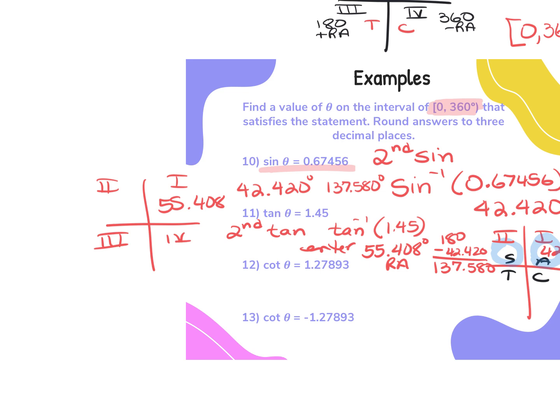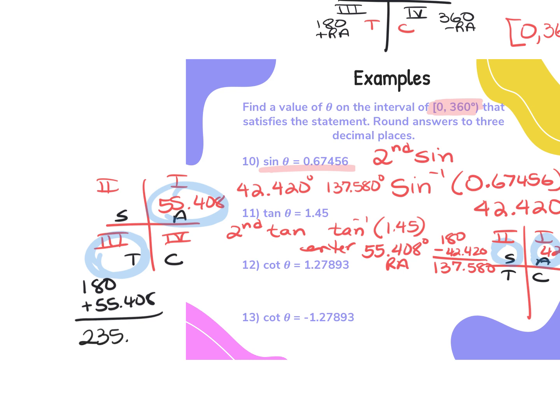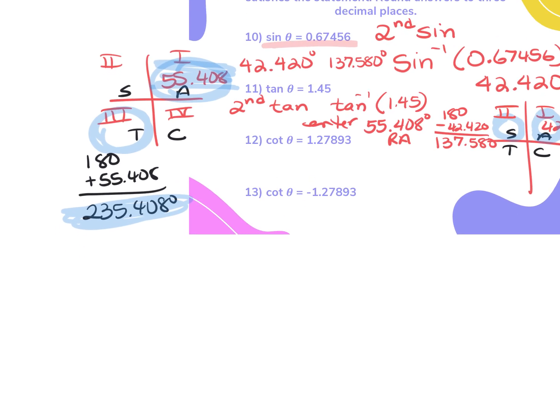I'm looking to see where tangent is going to be positive. All students take calculus. Tangent is going to be positive in quadrant 1 and in quadrant 3. So I already have one of my answers. To get the other one, we're going to do 180 plus 55.408. Once I do that math, I get 235.408. So my two answers to number 11 are going to be 55.408 and 235.408.